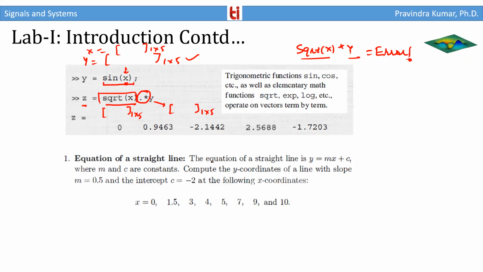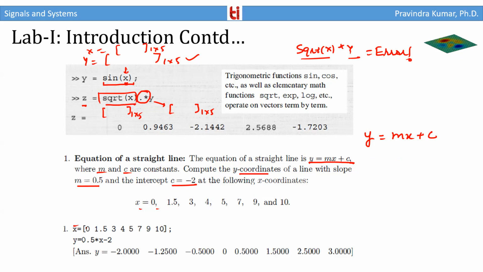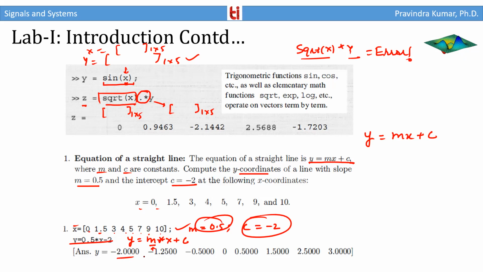Just like the equation of your straight line y = mx + c, where m and c are constants, compute the y coordinates of the line with slope m = 0.5, c = -2. So you have to find y = mx + c, and you can generate this x simply by typing x = 0, 1.5, 3, 4, 5, 7, 9, 10. Now you can also write m = 0.5 and c = -2, and in place of this you can write y = m*x + c. It will pick up these values and give you the answer. These are the y coordinates of your straight line.